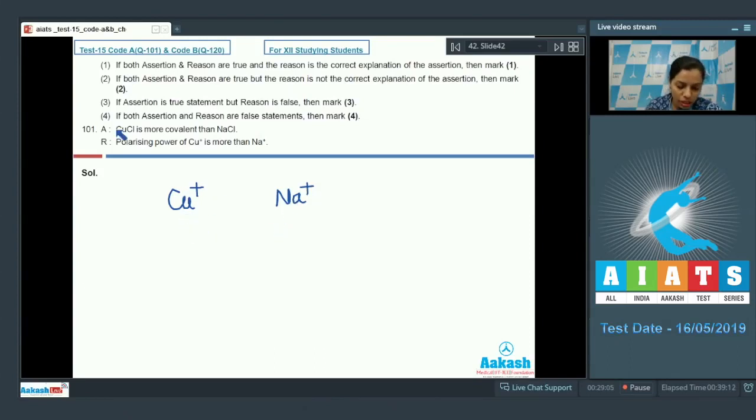So let's check the reason also. Reason states polarizing power of Cu plus is more than Na positive. Yes, the reason is correct, as well as it is also explaining the assertion. So which option you will choose for this question? Definitely answer would be option 1.